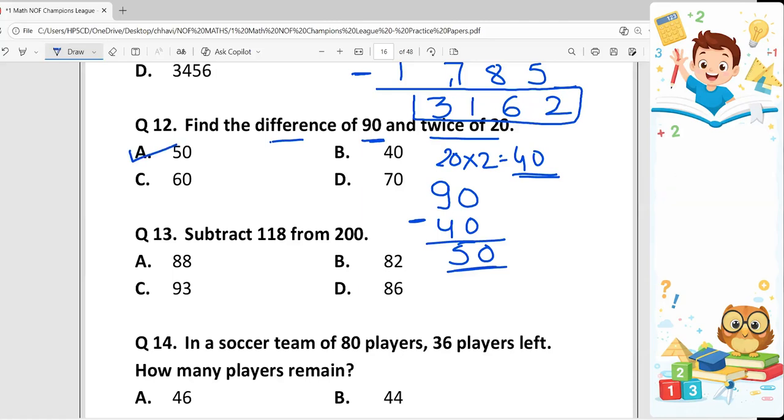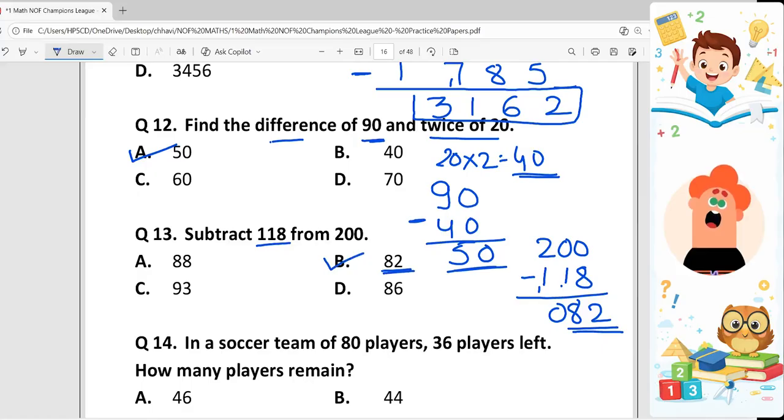Now subtract 118 from 200. So from 200, we have to subtract 118. 10 minus 8, 2, 1 over here. So it's like 2. 10 minus 2 is 8, 1 over here. So it's 0. 82 is the correct answer. Where is it? Option A, 88, then 82, then 93 and 86. So 82 is the correct answer, option B. Don't get confused in the subtraction method. It can be different with each student or teacher. So you can use your subtraction technique and get the answer.